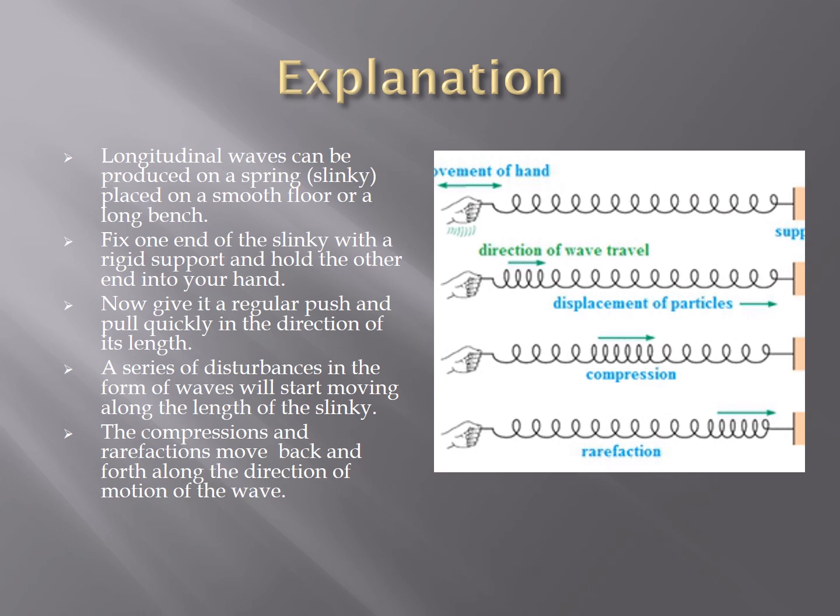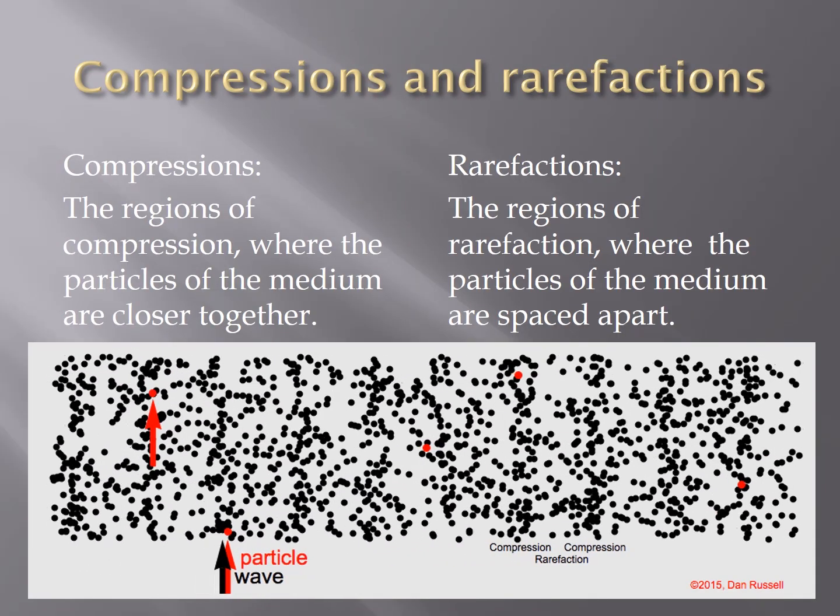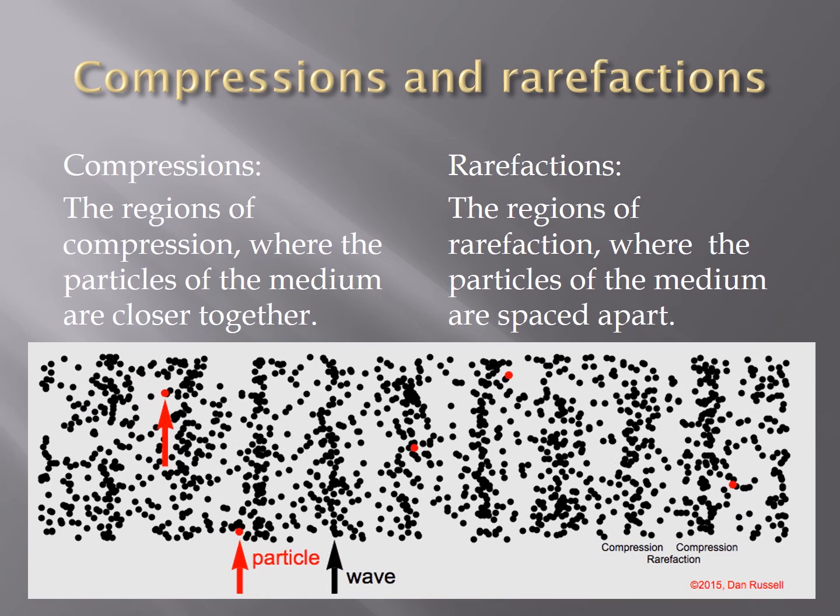As you can see in the figure, we are going to use a slinky spring whose one end is tied to a rigid support and the other free end is gripped in the hand. Now when you push and pull it quickly in the direction of its length, a series of disturbances is formed in the form of a wave along its length. These are known as compressions and rarefactions, which move back and forth along the direction of motion of the wave, as you can see in the animation, which clearly describes the compressions and rarefactions.